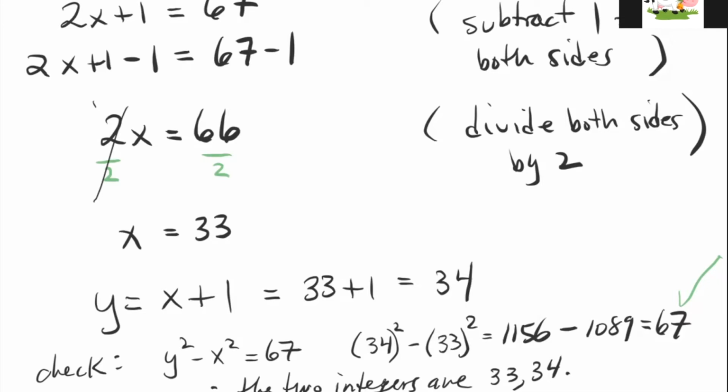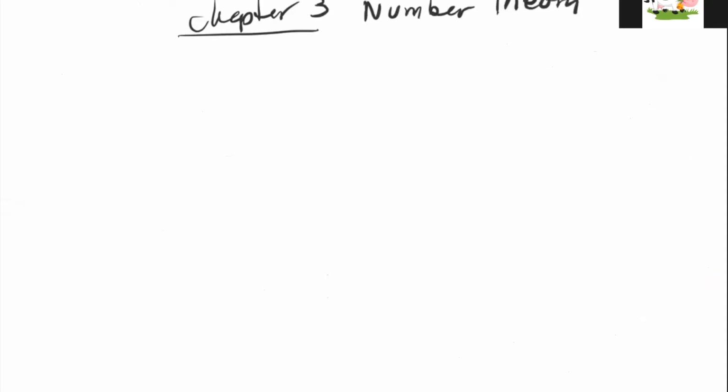I want to switch gears now for the rest of the class. I want to talk about something completely different, and that's in chapter 3 here. Chapter 3 is all about number theory. Number theory involves the ideas of multiples and divisors. It's going to be really important in solving word problems.